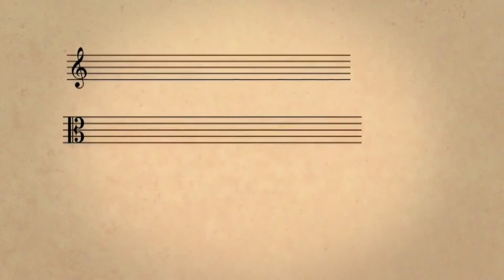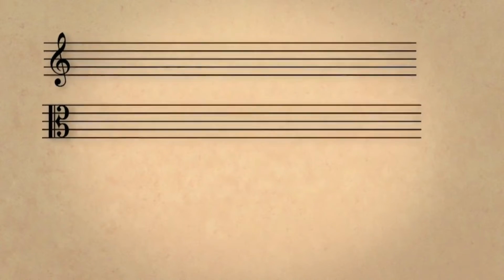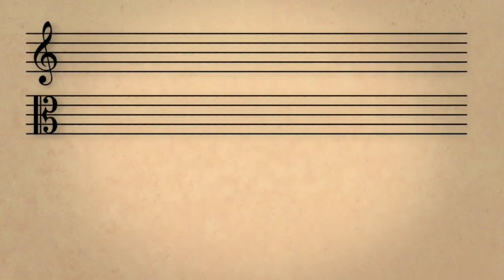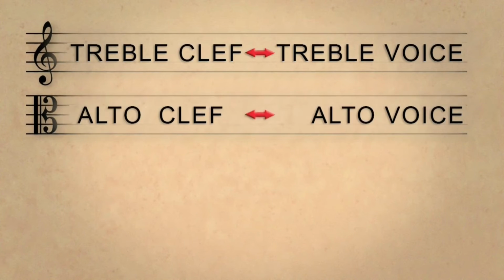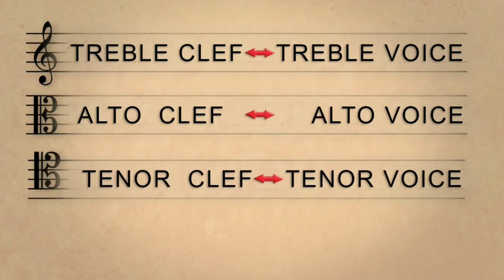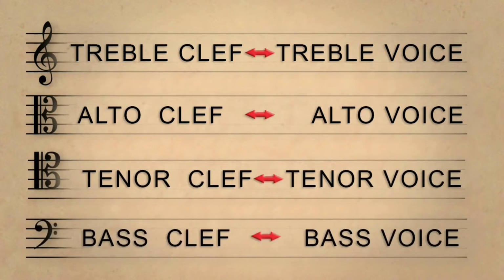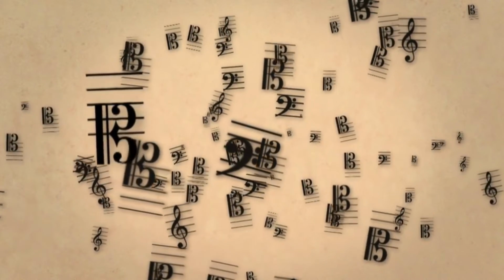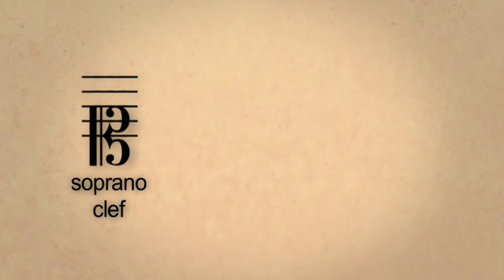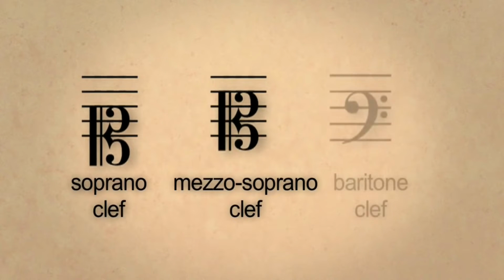Like all clefs, it was originally used for a particular range of the voice. The treble clef is for the treble voice. The alto clef is for the alto voice. The tenor clef for the tenor voice. The bass clef for the bass voice. There are other clefs that are not used in modern notations corresponding to the other vocal ranges, such as soprano clef, mezzo-soprano clef, and baritone clef.